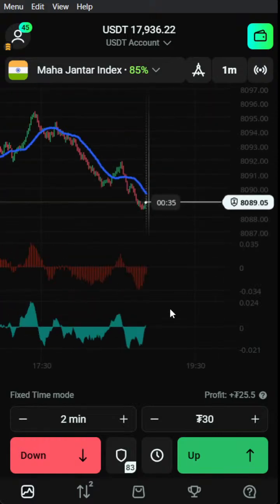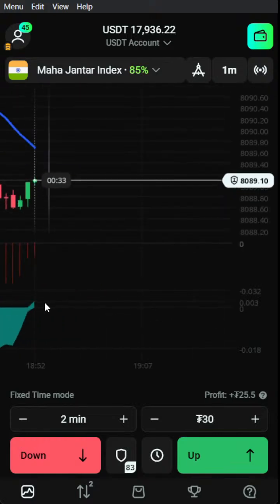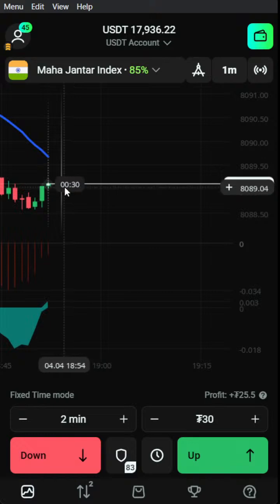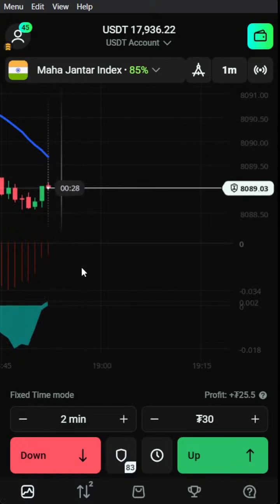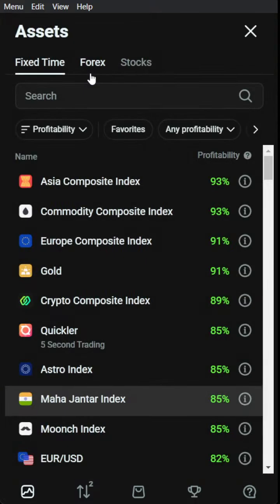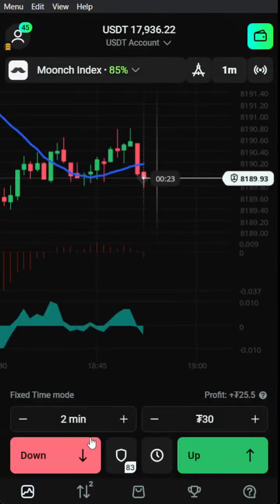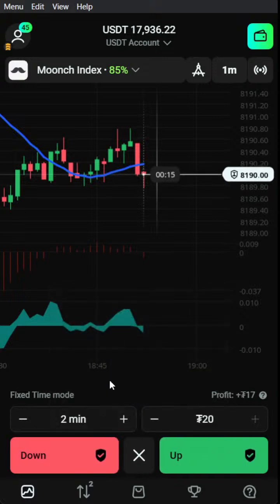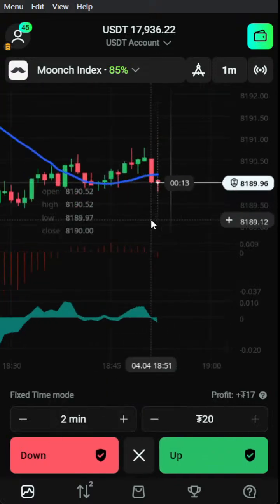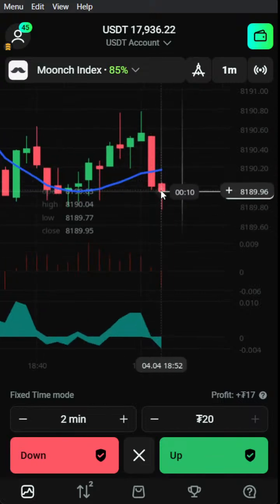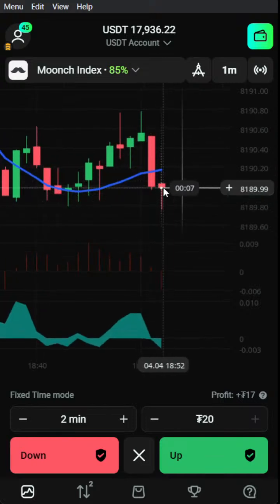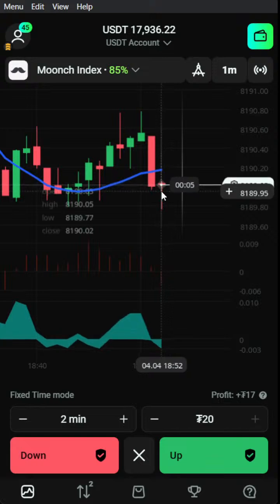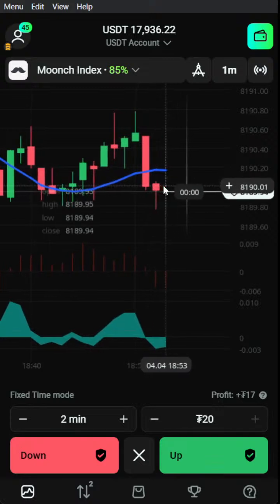Now here, Mahajantar has a proper trend. Here I see that ROC7 is rising, candles are becoming green. Once they cross the SMA and go above it, ROC14 will also rise. So opportunities might come up. Let's be patient and let's check. Okay, again, Moonch index also, there is an opportunity coming up. Let's just wait for this candle to end, because the candle is about to end and the strength of the candle is very weak. There are small candles and big candles also, but here there are no candles.